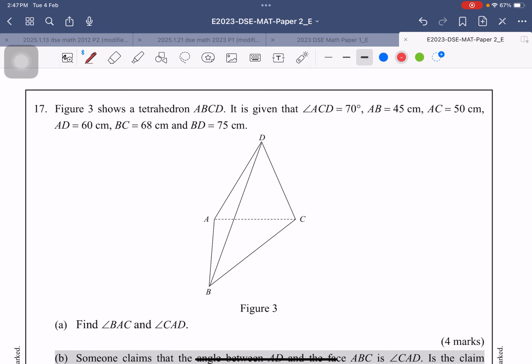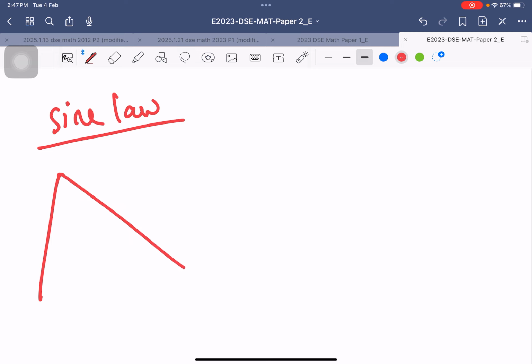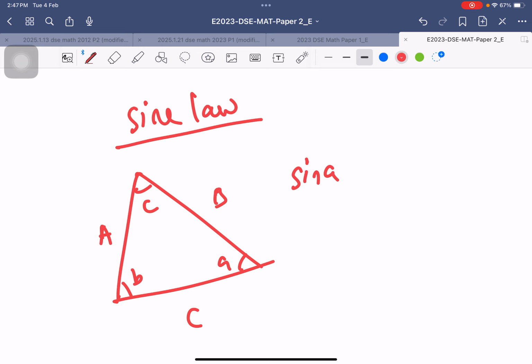So do you still remember the sine law and cosine law? The sine law tells you what? No, that's not SOHCAHTOA. SOHCAHTOA is the definition of sine, cosine and tangent in the right angle triangle. But the sine law and cosine law give you this. If this is big A, big B, big C, and this is small a, small b, small c, the ratio is the same. So sine A over a equals sine B over b equals sine C over c.